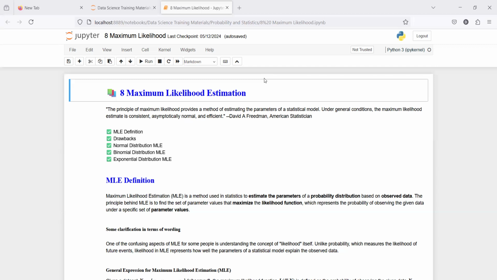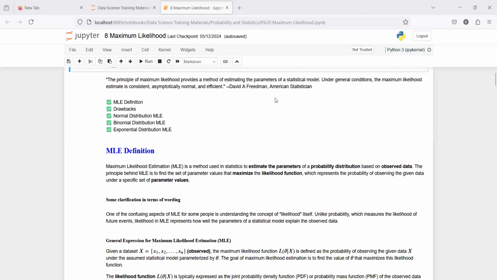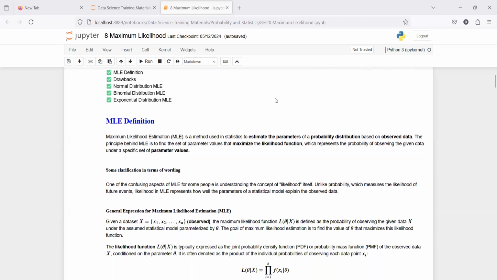So, the MLE definition. Maximum likelihood estimation is a method used in statistics to estimate the parameters of a probability distribution based on observed data. The principle behind MLE is to find a set of parameter values that maximize the likelihood function, which represents the probability of observing the given data under a specific set of parameter values.